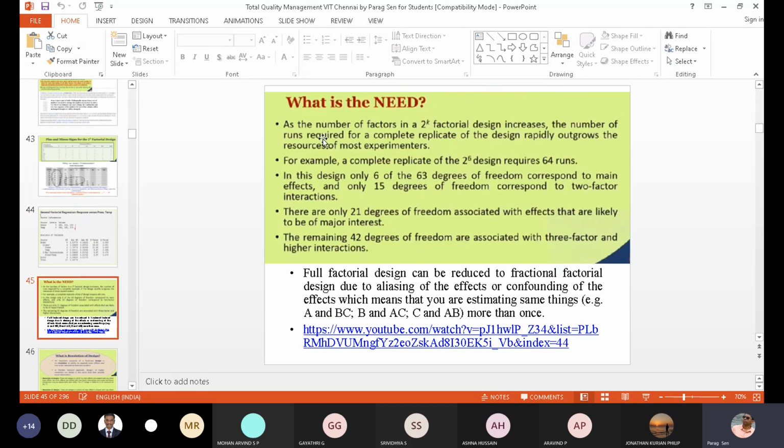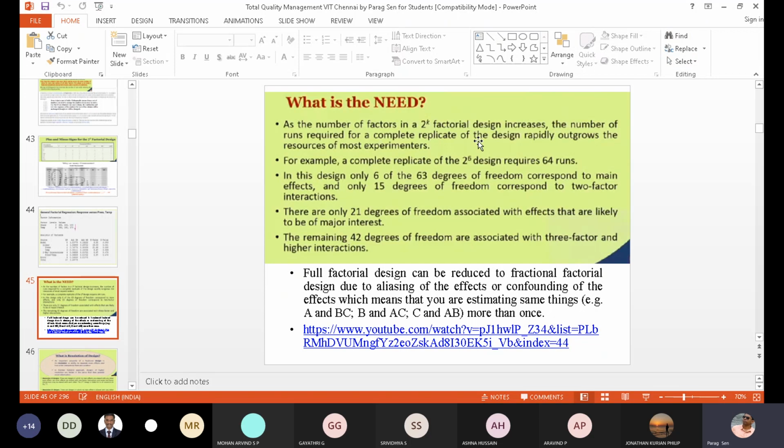As the number of factors in a 2 to the power k factorial design increases, the number of runs required for a complete replicate of the design rapidly outgrows the resources of most experimenters. For example, a complete replicate of the 2 to the power 6 design requires 64 runs. In this design, only 6 of 63 degrees of freedom correspond to main effects, and only 15 degrees of freedom correspond to two factor interactions.